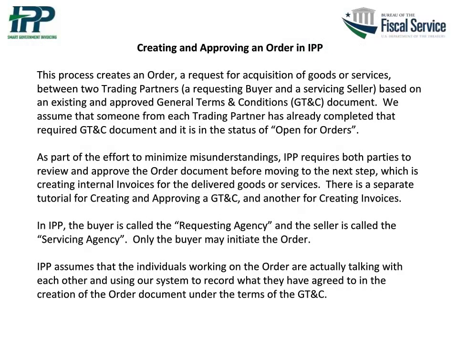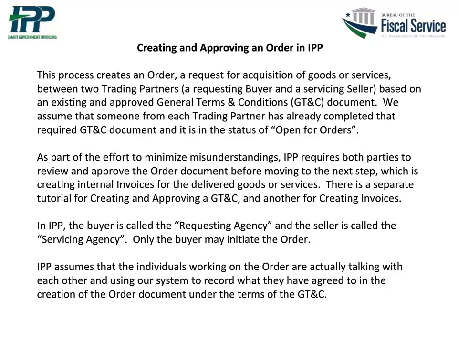Creating and approving an order in IPP. This process creates an order, a request for acquisition of goods or services between two trading partners, a requesting buyer and a servicing seller, based on an existing and approved General Terms and Conditions (GT&C) document. We assume that someone from each trading partner has already completed that required GT&C document and it is in the status of open for orders.